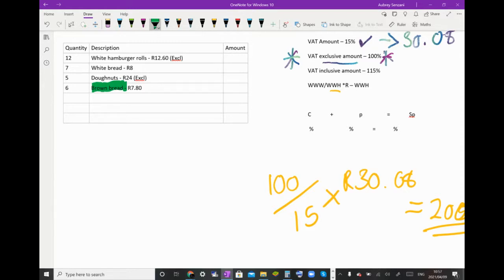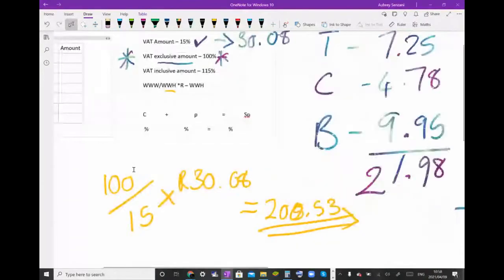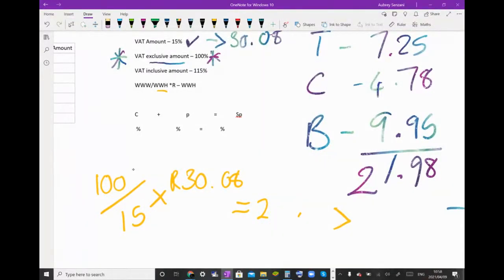Then we can go on. Part A says, complete the cash invoice that appears in your workbook. Your workbook might look a bit neater than mine. First thing we want to do here is get the VAT inclusive amount. Somebody tell me, how do we calculate the VAT inclusive amount when we have the VAT exclusive?